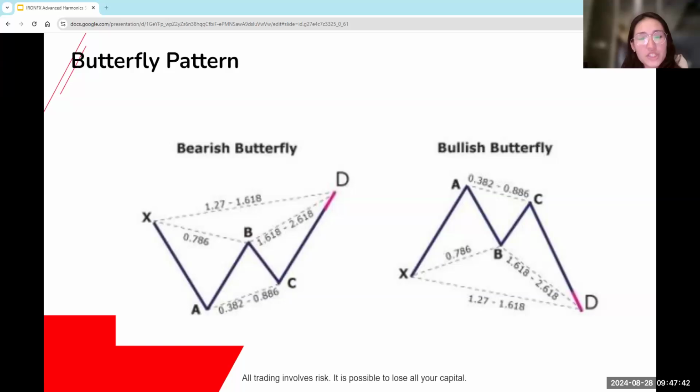Okay, but generally your harmonic patterns increase in reliability with higher time frames because they are less influenced by short-term fluctuations and market noise. So that's why we normally use 4 hours or daily.